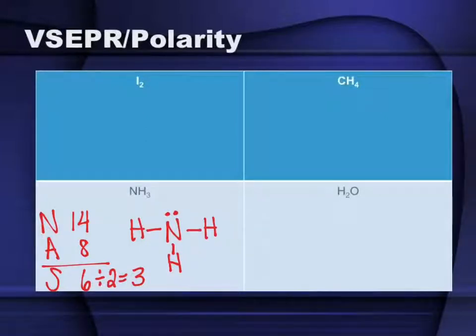What is the shape? Tetra? Are there 4 bonds, or 4 areas of bonds? No. So trigonal pyramid. Polar or nonpolar? Polar.